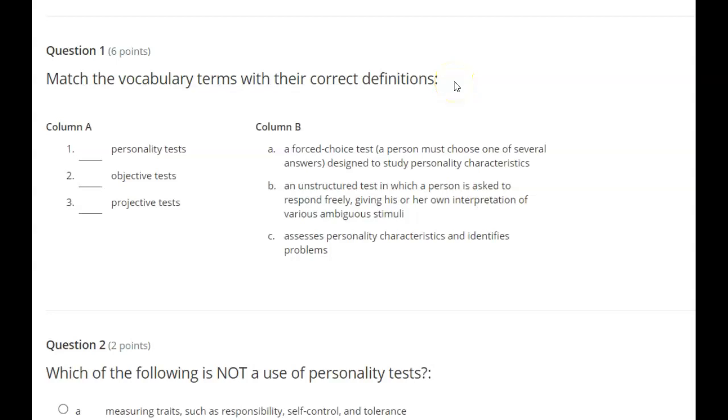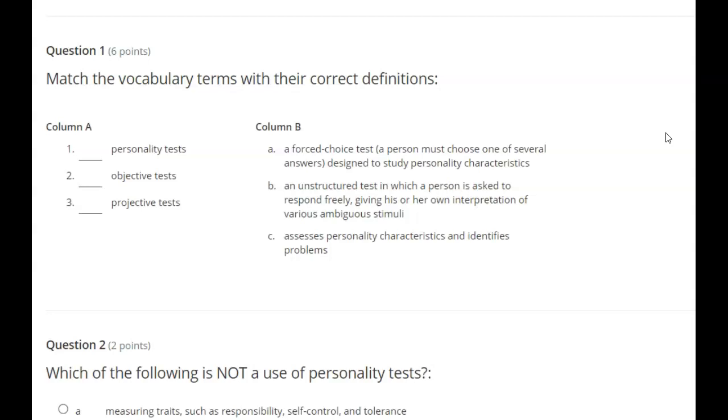Match the vocabulary terms with their correct definitions. Column A: 1, personality test. 2, objective test. 3, projective test. Column B: A, a forced choice test. A person must choose one of several answers designed to study personality characteristics.